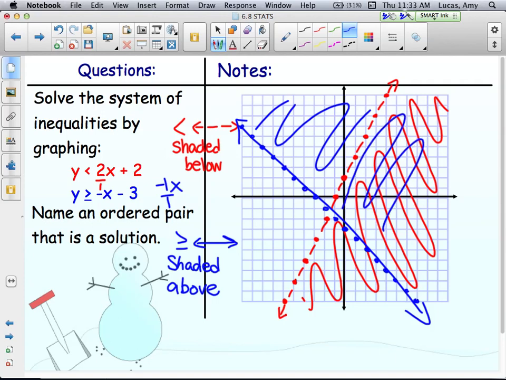So you can see the region that has been shaded twice is the region that's over on the right-hand side where you see the red and blue squiggles. Now, we need to answer the question where it says to name an ordered pair that is a solution. Well, any point in this region here that's been shaded red and blue would be a solution. So I'm going to name one ordered pair, and this one looks good to me. So my ordered pair that is a solution is 3, 2. And that's just one of an infinite number of solutions that we could name there. So 3, 2 is the solution that I have chosen.